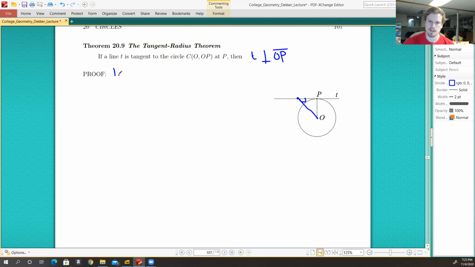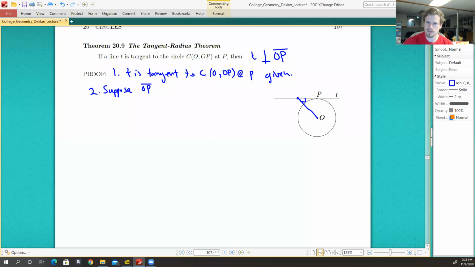So first, T is tangent to the circle centered at O with radius OP. That's what's given, and it's tangent at P. Excellent. So the next step, let's suppose, for a contradiction, of course, that they are not perpendicular. So suppose that OP is not perpendicular to T, and we want to assume this for a contradiction.